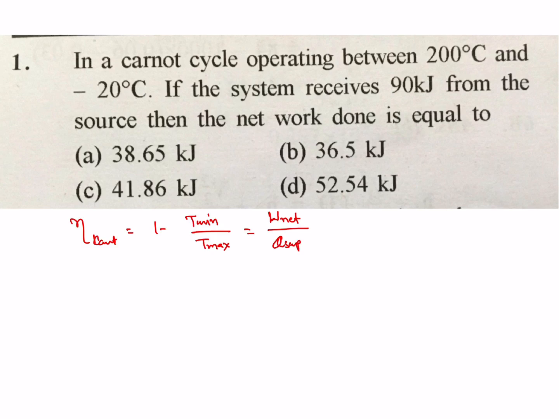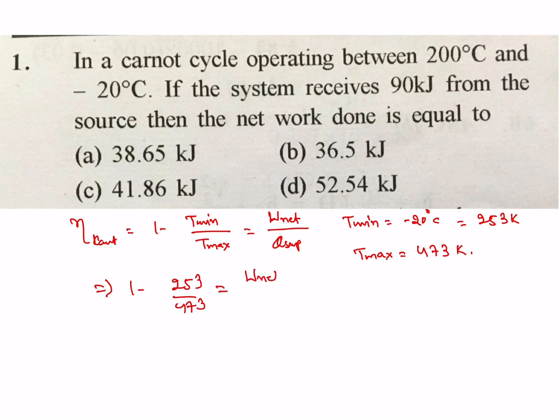Q supplied is heat supplied. So T minimum is how much? Minus 20 degrees Celsius, in Kelvin 253 Kelvin. T maximum is how much? 200 degrees Celsius or 473 Kelvin. So 1 minus 253 by 473 is equal to W net by heat received. Q supplied is 90 kilojoule.